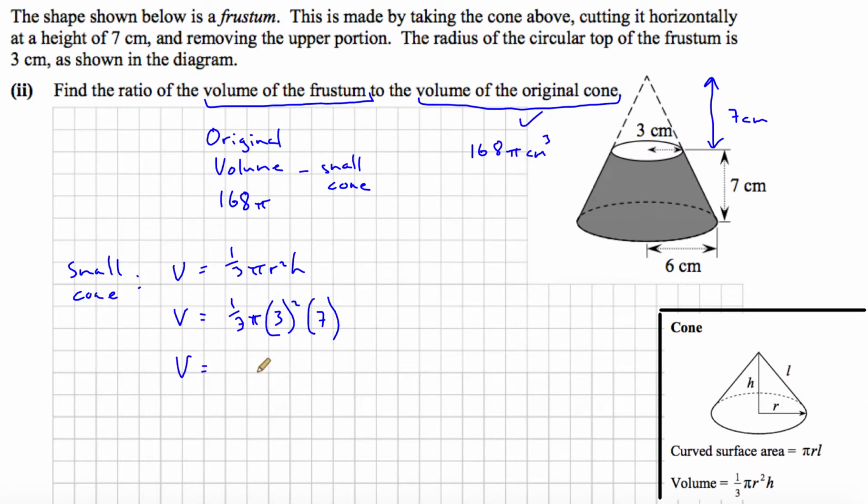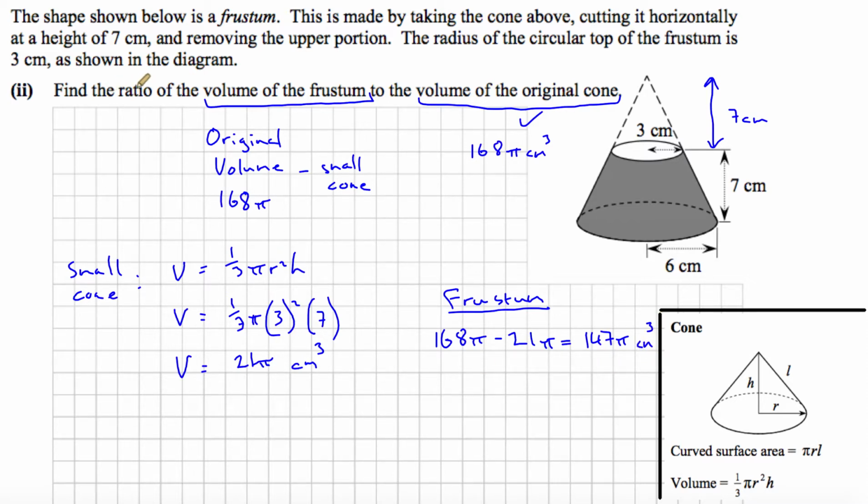Okay, so when we put this into our calculator, we get 21 pi. And again, that's centimeters cubed. So that's the volume of the small cone. So if we subtract that volume from the 168, so 168 pi minus 21 pi, that leaves us with 147 pi. So 147 pi is the frustum, which is the grey shape on top. So that's our frustum volume, and again it's centimeters cubed.